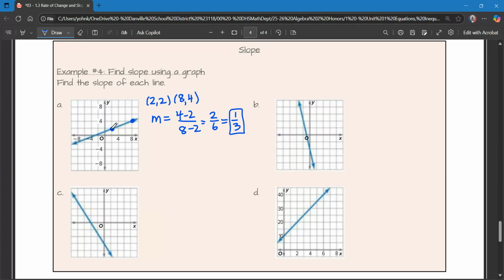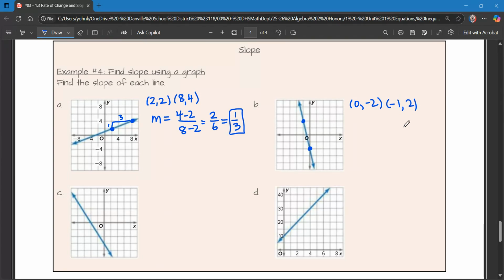The other thing you could do is you could say, ooh, I go up 1 box, and I go over 1, 2, 3 boxes. Oh, the slope is 1/3. Either way is acceptable. Letter B, if you find some nice spots, this is now counting by 1s, so we got (0, -2) down at the bottom. And another nice one, (-1, 2).